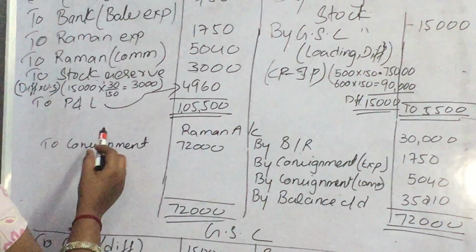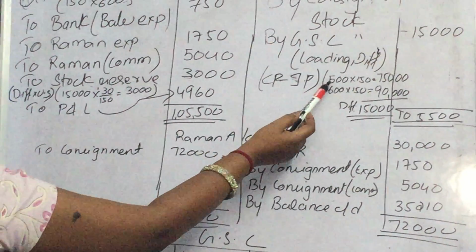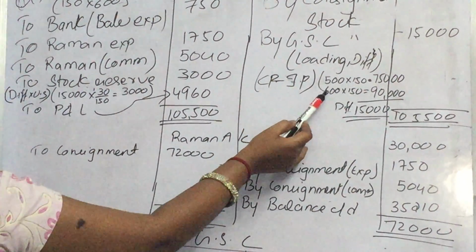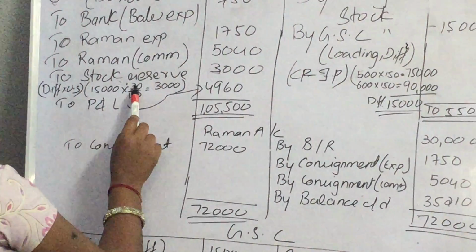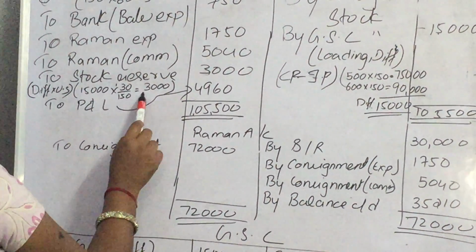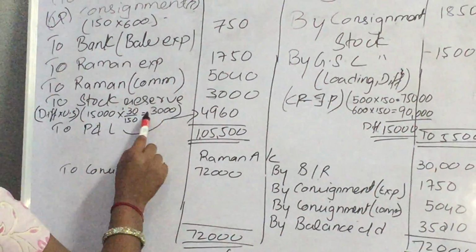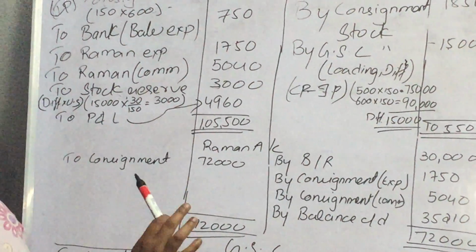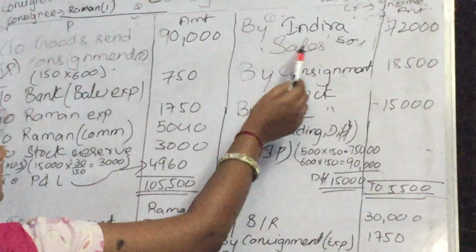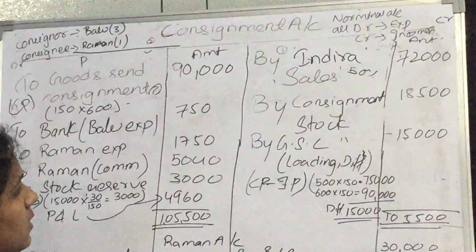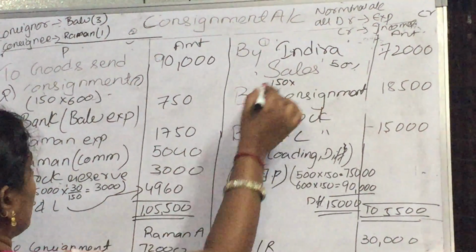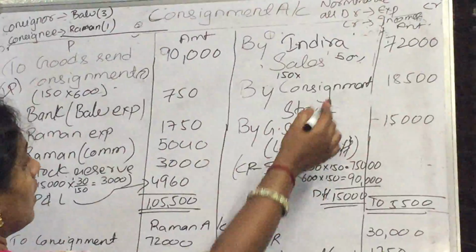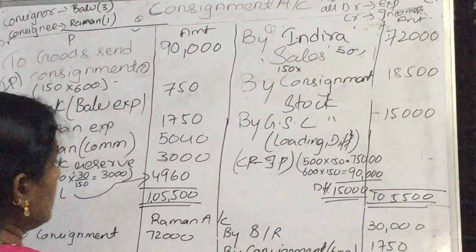So stock reserve is difference into unsold stock. What is the difference? IP minus CP. CP is 500 into 150, IP is 600 into 150. What is the difference? 15,000. So 15,000 into unsold 30 by 150, then you will get 3,000 as stock reserve. You should keep it here. Clear? Next, by sales, how many he sold? 120 bicycles out of 150 bicycles. Then you will get 72,000.